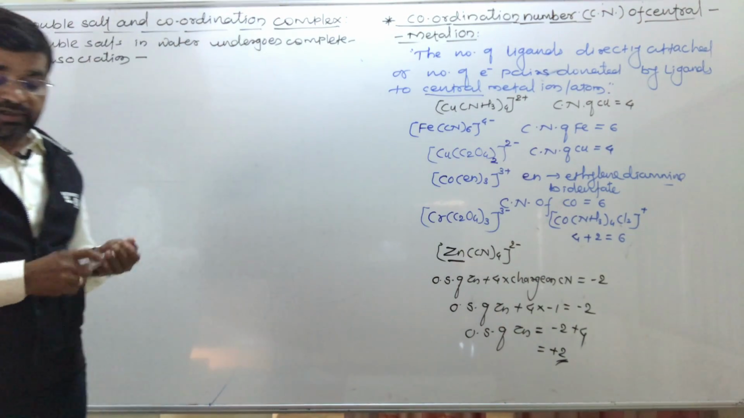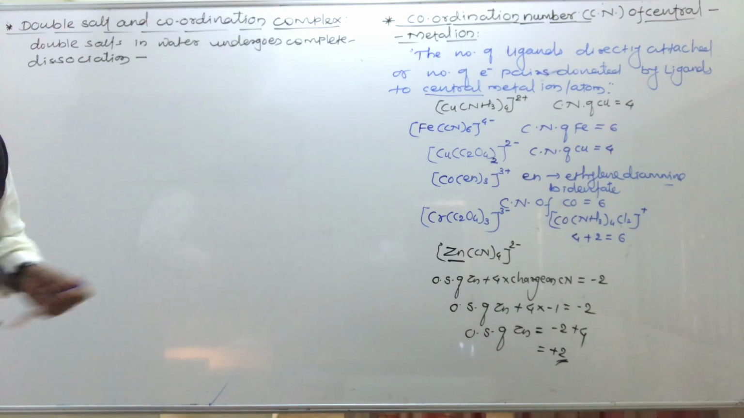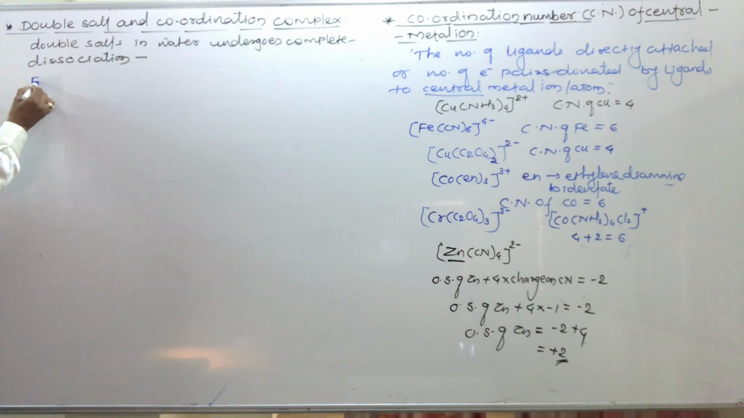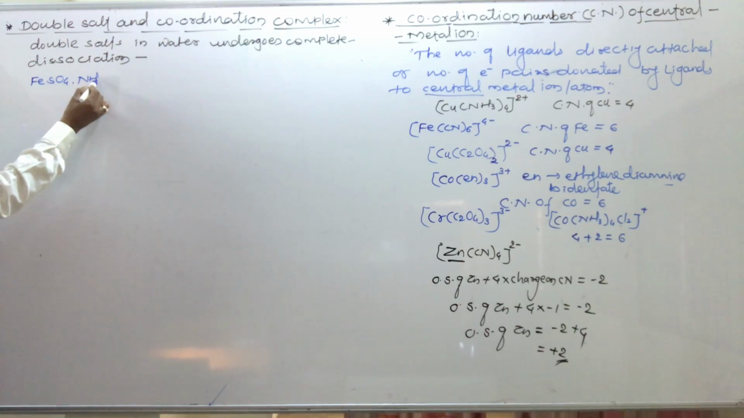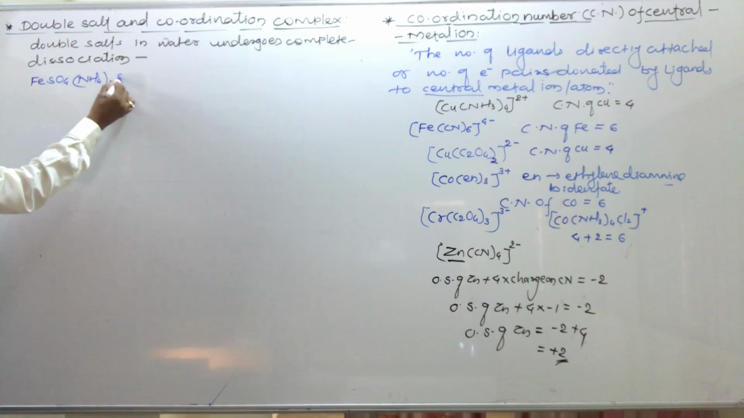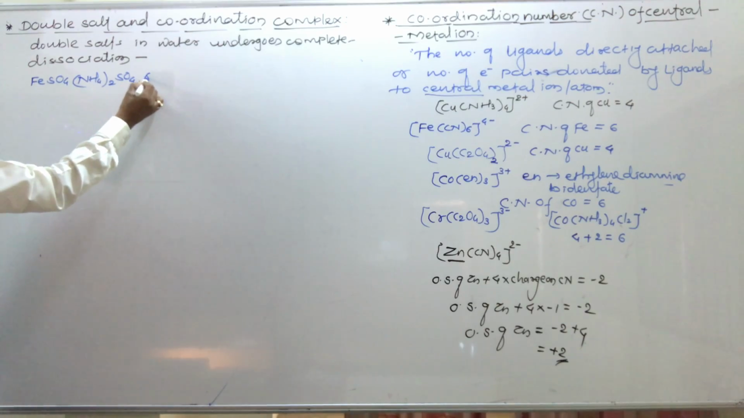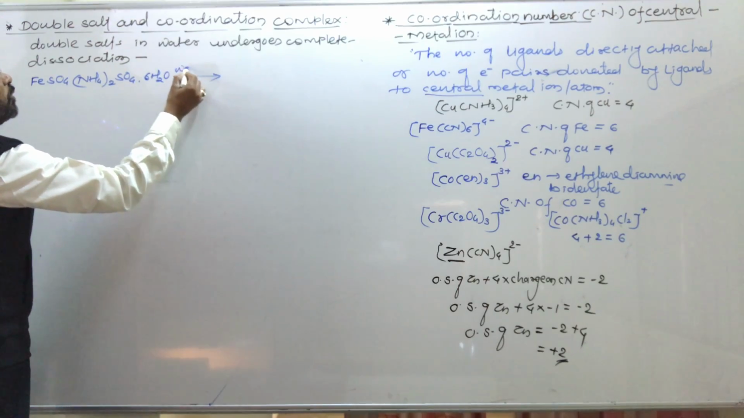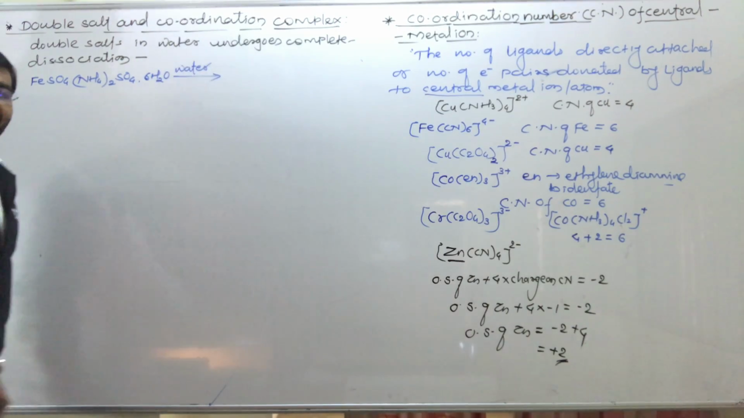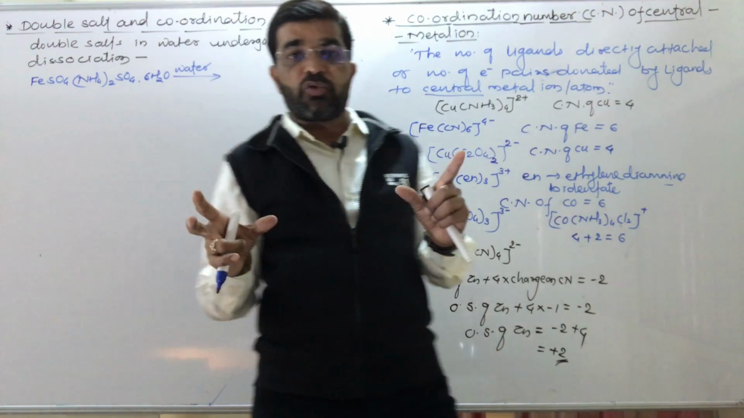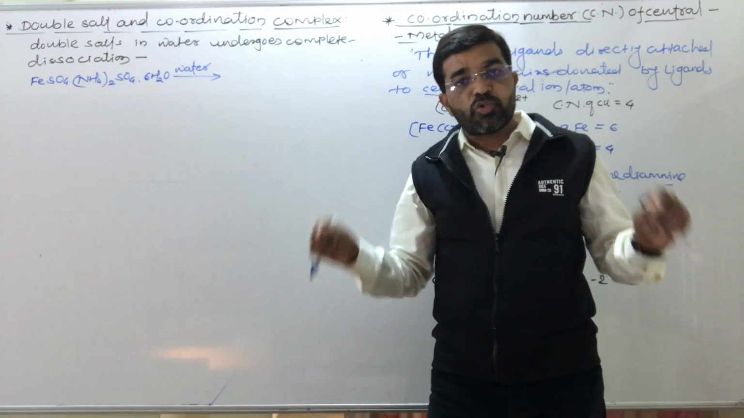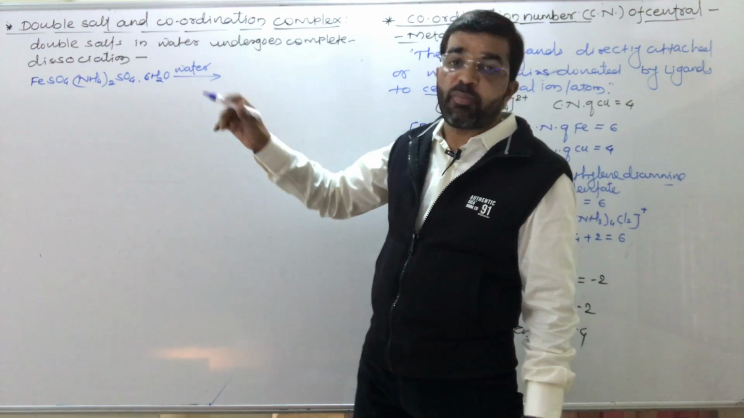So here we will take the example of ferrous ammonium sulfate. Here you see FeSO4·(NH4)2SO4, and it contains 6 moles of water. When this double salt is added in excess of water, in its aqueous solution there will be formation of all ions.